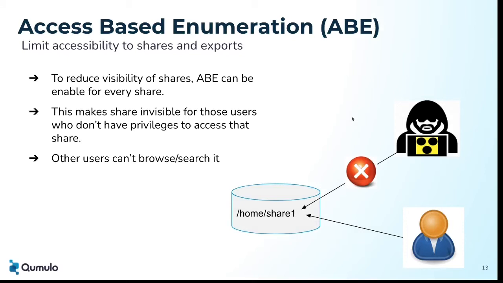Another feature for SMB is access-based enumeration, which can be enabled per share, and that makes shares only visible to users who have privileges to access it. So outside users or users who have no privileges to access or even see that share will not see it. They cannot browse the server and they will not be shown that share. We will show that later on in the demo. To enable it, it's that simple.